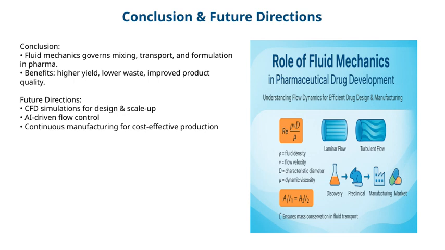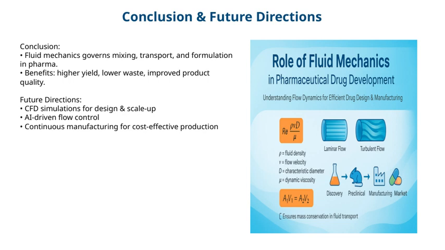For instance, using computational fluid dynamics, or CFD simulations, allows us to optimize design and scale up procedures more efficiently. This means we can predict how systems will behave before building them, saving time and resources. Additionally, integrating AI-driven flow control systems offers the potential for more precise and adaptable manufacturing processes. This can lead to even better consistency and efficiency.